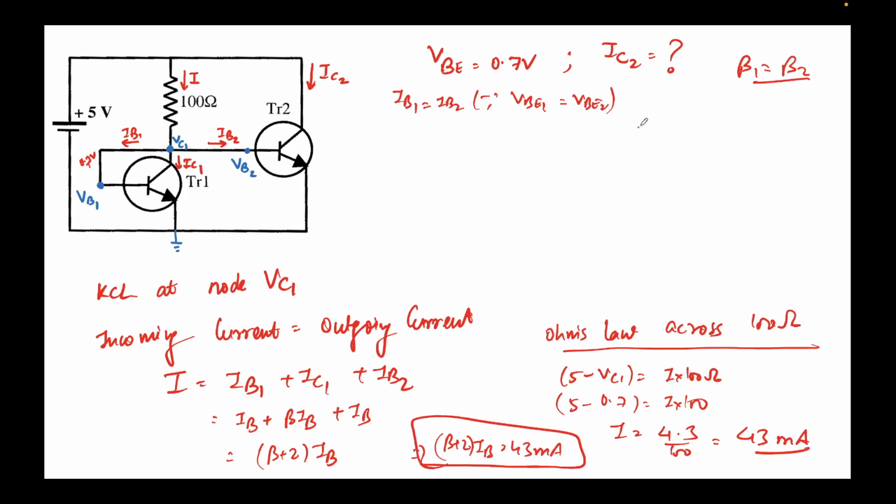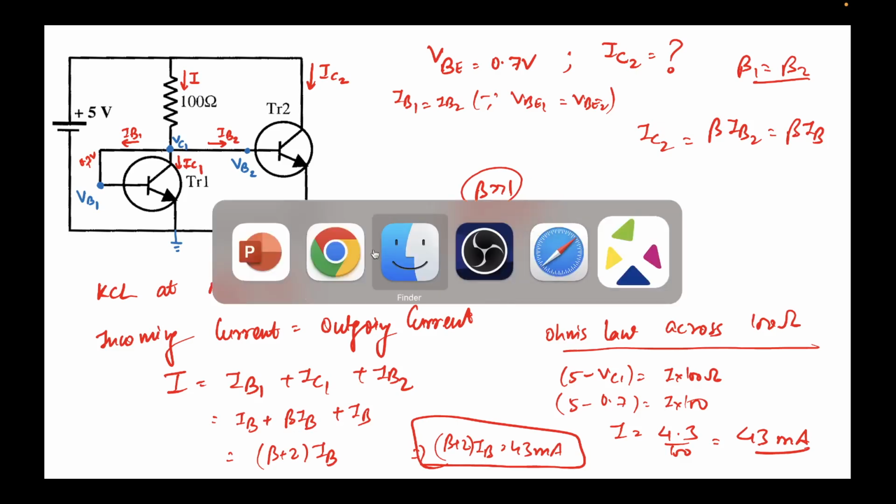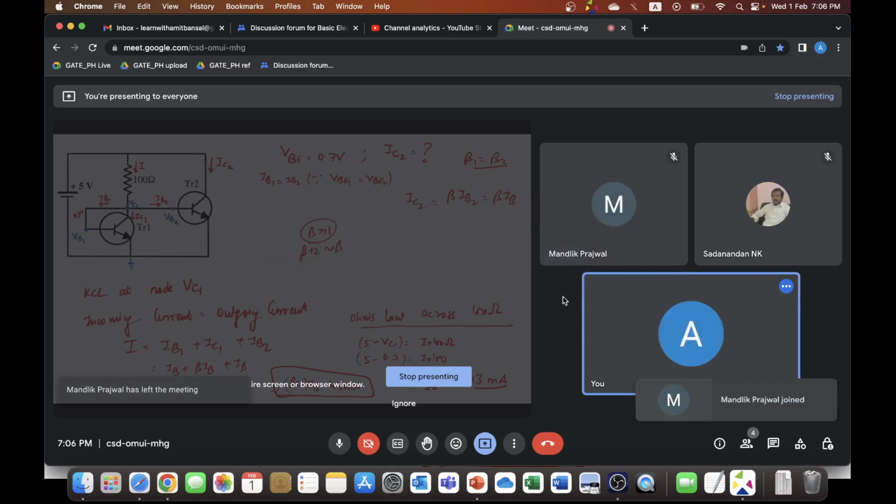Now I'll come to this. We were required to find IC2. IC2 is nothing but beta IB2, which is nothing but beta IB, right? If beta is large, that means beta is much greater than 1, then beta plus 2 I can approximate as beta. If beta is 100, we can neglect 2, that's the whole point. So beta plus 2 is approximately equal to beta. Just a second.